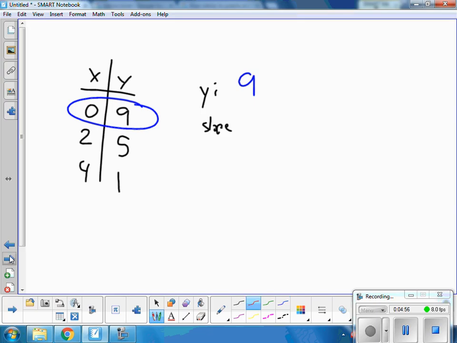Now the slope is a little bit different. Notice it goes 0, 2, then 4. It doesn't go up by ones. So I'm going to use what I know about my ratio of rise to run.